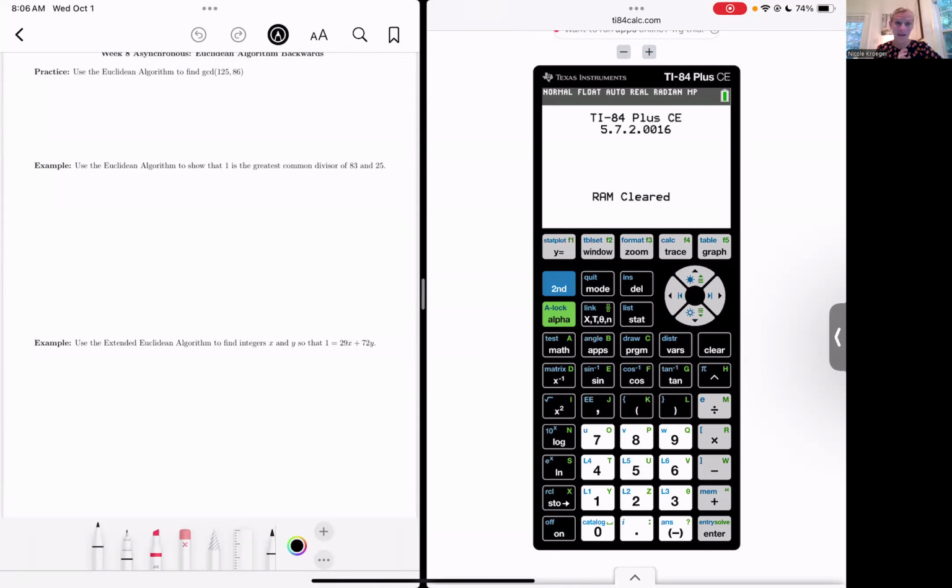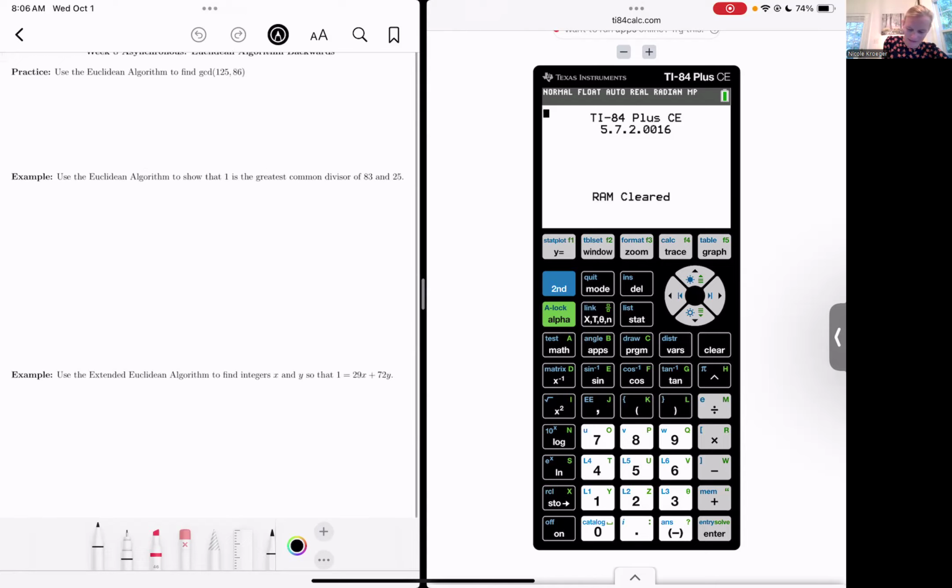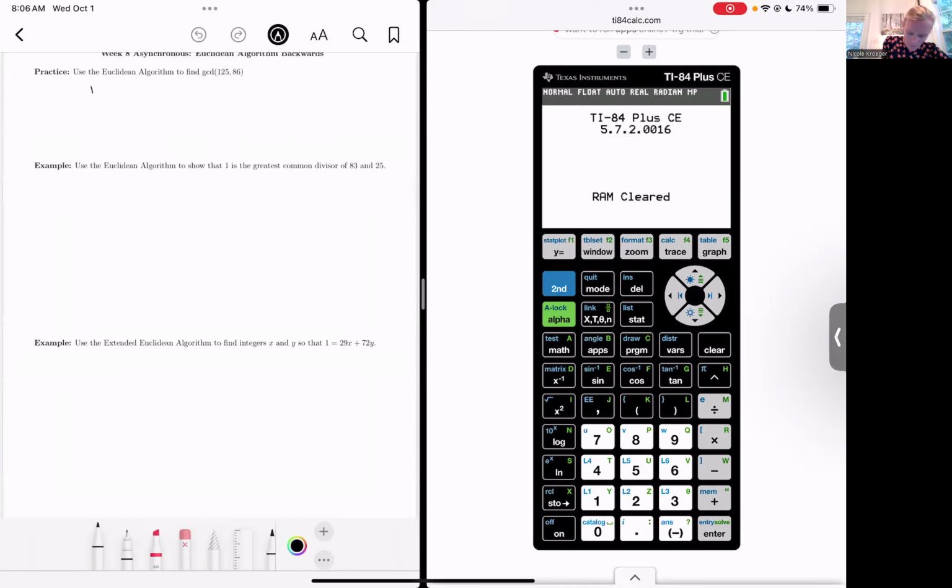So the first question, if you can't read what those numbers say, we're trying to find the GCD of 125 and 86. So we know that we need to start out by writing 125 is 86 times something plus something. And we remember the way that we do that is we do 125 divided by 86. Okay, that gives me 1.45 something. So the whole number there is 1. So the 1 goes next to the 86.